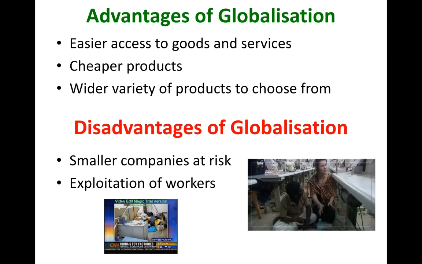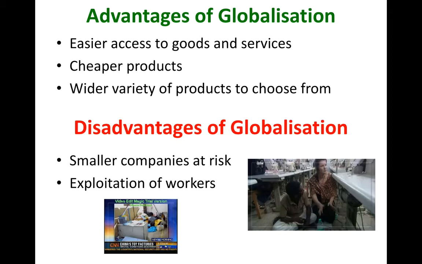Some of the advantages of globalisation, well, it gives us easier access to goods and services. It means that we obviously get access to things that perhaps we might not have considered before. It gives us cheaper products because they're mass produced in other countries, and it also allows us to have a wider variety of products to choose from. This is quite evident when you look at, say, food items and the amount of food that you can choose from at a supermarket. And it comes from countries from all over the world.